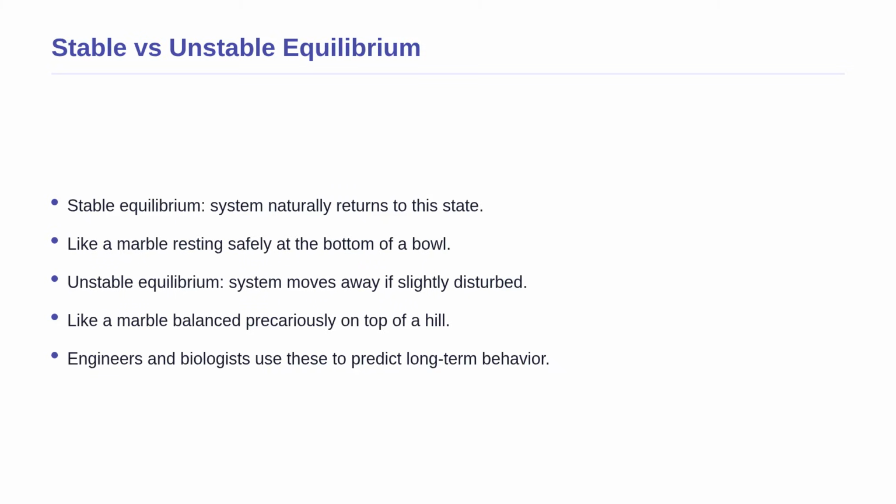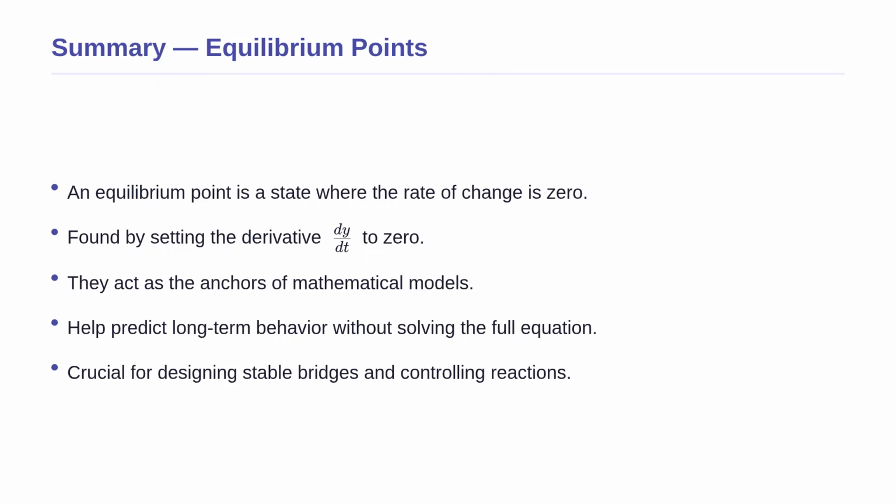In our fish example, the population naturally stabilizes at 100. An unstable equilibrium is like a marble balanced precariously on top of a hill. Any slight disturbance causes it to roll away forever. Understanding these points is absolutely crucial. It allows engineers to ensure airplanes fly steadily and biologists to determine the maximum sustainable yield of a fishery without overfishing. To wrap up, let us review the key takeaways.